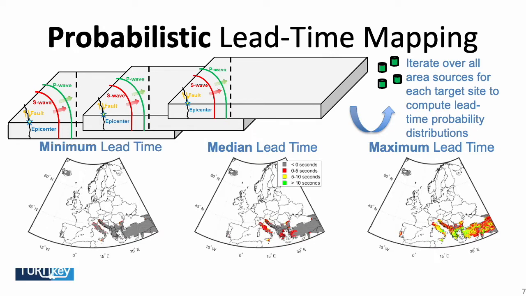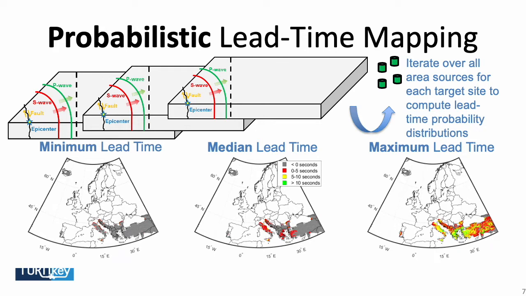So we can have a minimum lead time map, which is the worst case scenario, the least amount of time a given target site would have to react for an incoming earthquake. We also have a median lead time map, as well as a best case scenario, a maximum lead time map.